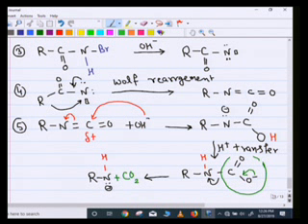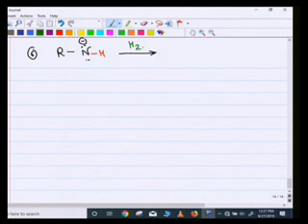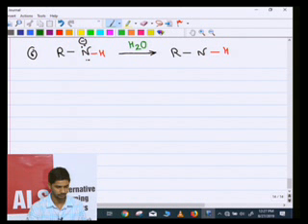Okay, so guys, let's move on to the last step. We were at R, N, H. Lone pair with negative charge. In the last step, we are using H2O. We will get R, N, H, and this H.